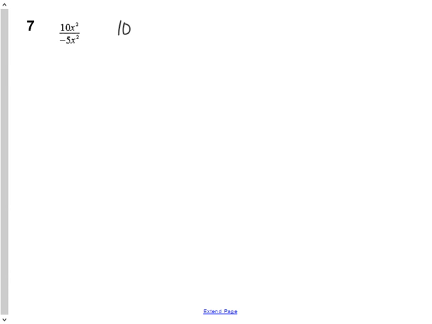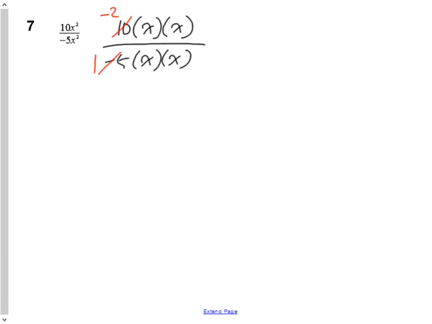Division of a monomial by a monomial. 10x squared is 10 times x, divided by negative 5 times x. 10 divided by negative 5 is negative 2 over 1. X over x is 1 over 1. X over x is 1 over 1. Negative 2 times 1 is still negative 2. 1 times 1 times 1 is 1. So therefore, your solution for 10x squared divided by negative 5x squared, the answer is negative 2.